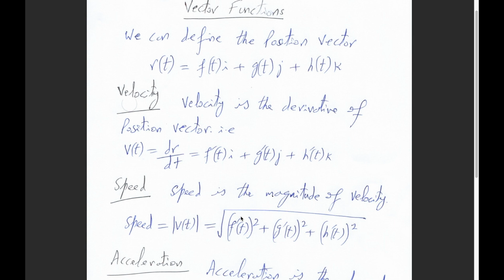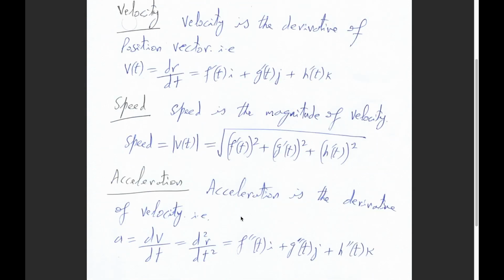And then acceleration. Acceleration is the derivative of the velocity vector. So if you take one more derivative of the velocity, that will be your acceleration. We'll denote acceleration with a, so this will be dv by dt.